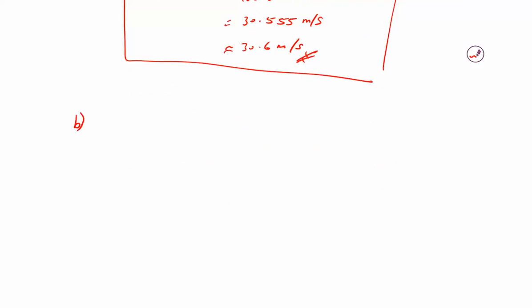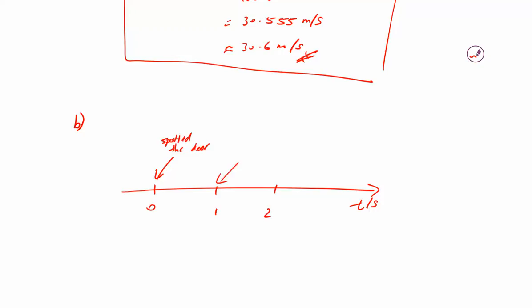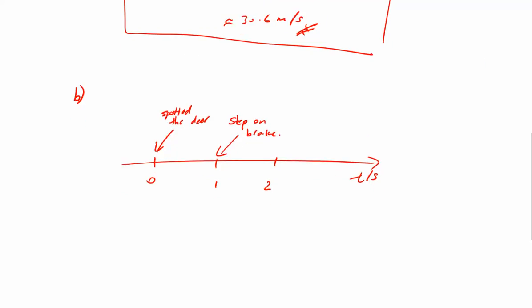Part B. Let me first draw a timeline to show you what's going on here. Let's say this point is 0 seconds, this is 1 second, this is 2 seconds. At this point, 0 seconds, this is when you spotted the deer. And because of your reaction time, you take 1 second before you step on the brake. So the question is asking you to find out what is the distance that you would have traveled in this 1 second, the time between you spotting the deer and you stepping on the brake.